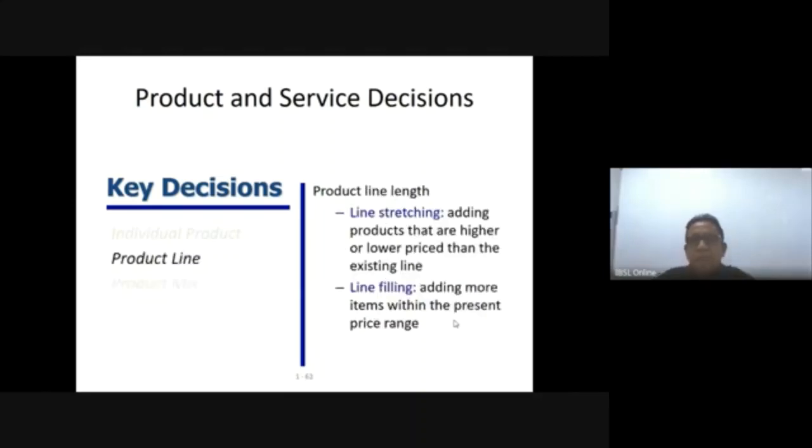So take line stretching. As an example, take Lux. Lux is a detergent or the facial face wash. How do you stretch the product line? You have added various colors. We have seen black Lux, white Lux, and all. So the product line is extended.